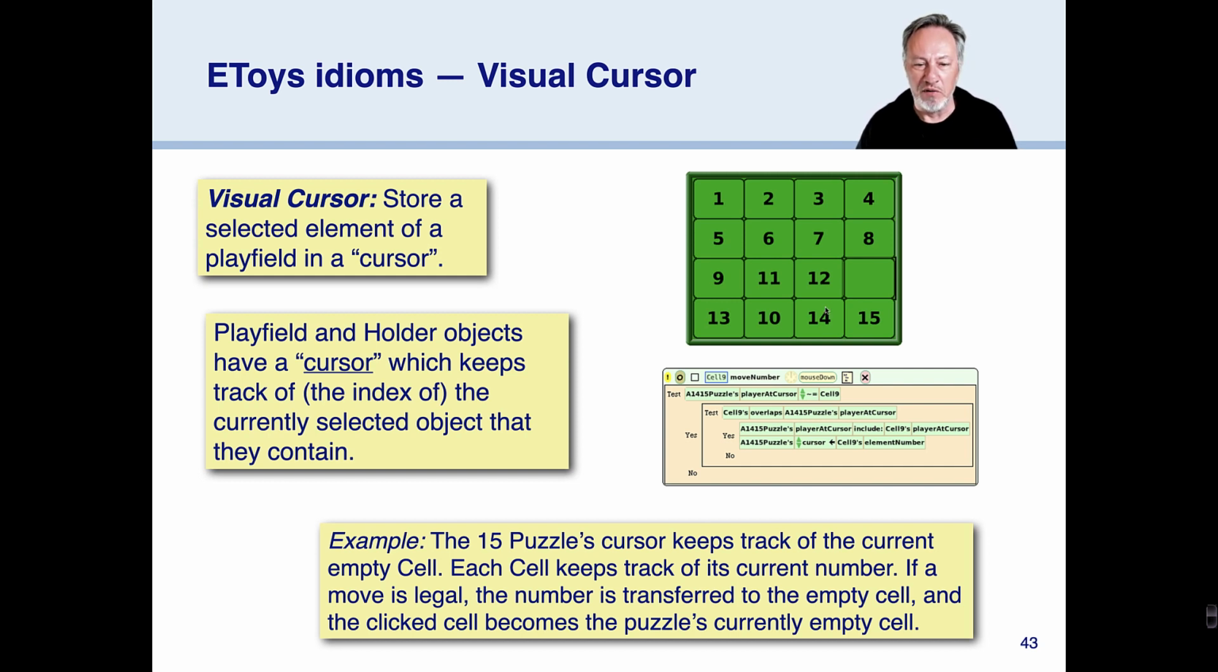But the trick is how to implement the game. So the 15 puzzle's cursor object keeps track of the current empty cell, which one that is. So that's this one here. If a move is legal, so we can click on 8 or 12 or 15, but on none of the other squares, then the number is transferred to the empty cell. So if I click on 12, the 12 will move here. But if I click on 6, it's not adjacent, so it won't be able to be transferred. Then the clicked cell becomes the puzzle's currently empty cell.